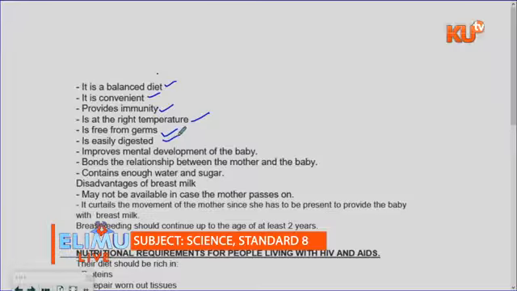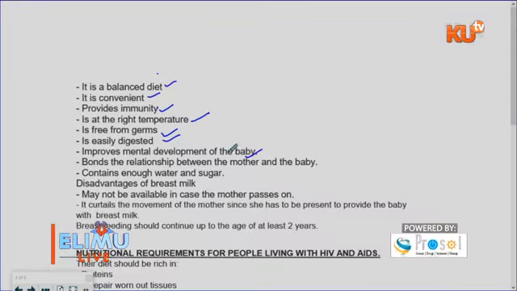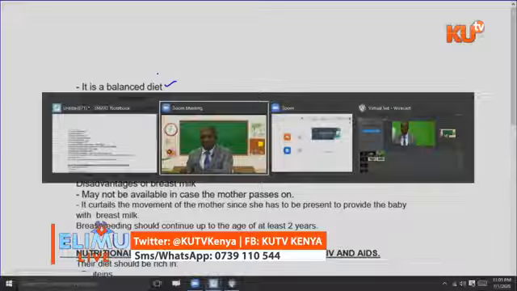It is easily digested. It improves mental development of the baby. Initially I said vitamin B helps in formation of the brain, or proper working of the brain. So it means this breast milk has got vitamin B, which improves the mental development of the baby. Now the next one, it bonds the relationship between the mother and the baby because the mother is closer to where the baby is.